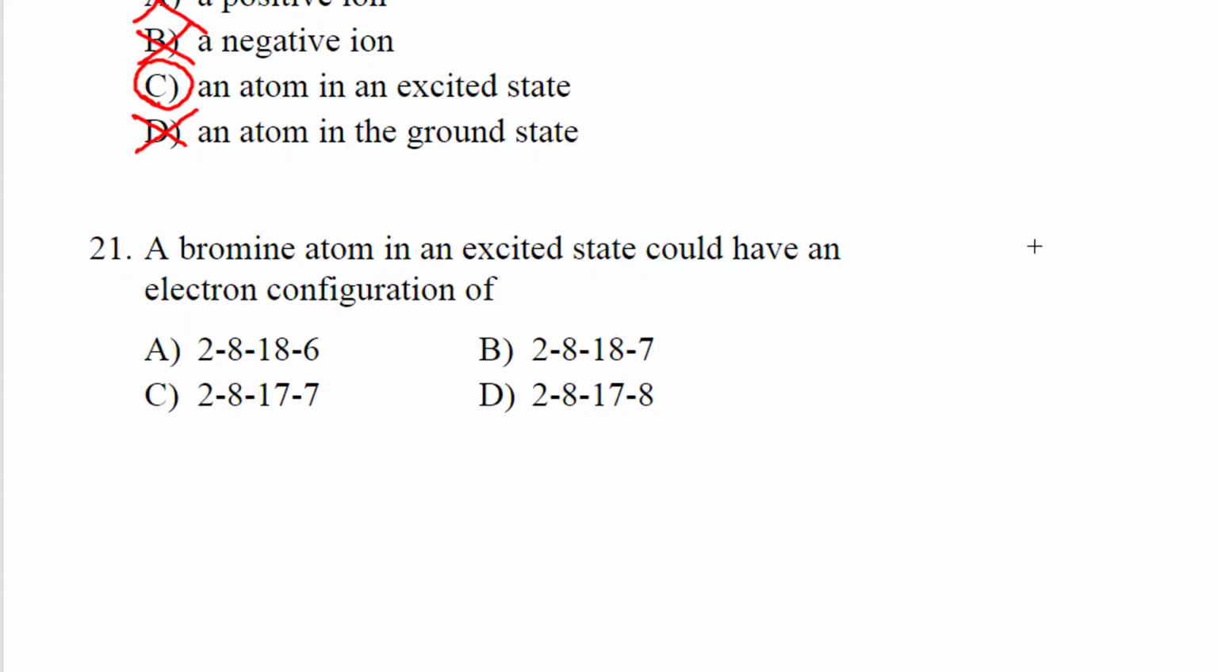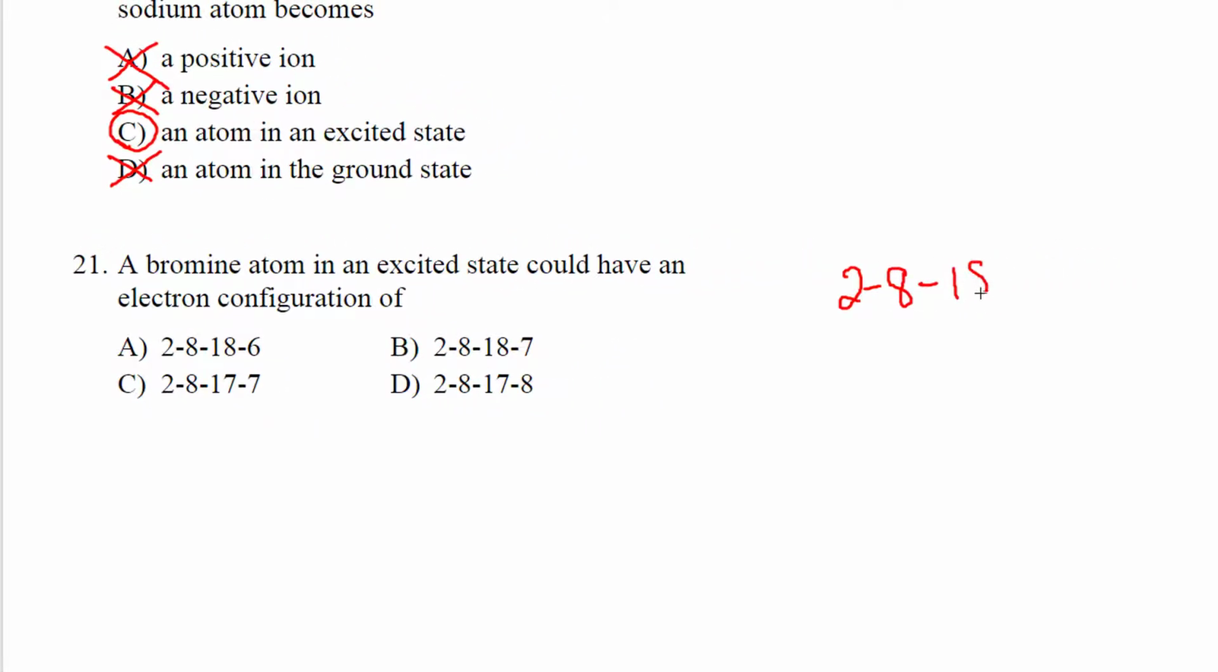A bromine atom in an excited state could have an electron configuration of what? So here we need to use the periodic table, find bromine, and find its electron configuration for its ground state before we really dive into these answers. If we look up bromine, its electron configuration is 2-8-18-7. Yes, 2-8-18-7.